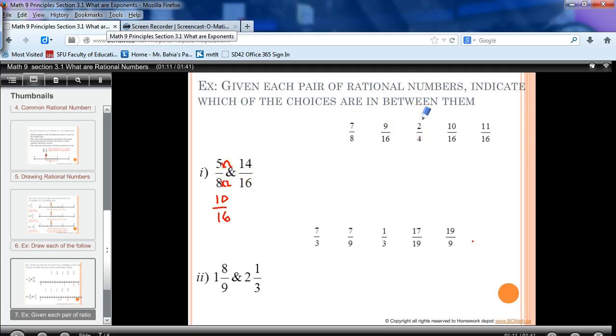We have to change them into 16ths, make them the same common denominator. How to make 8 into 16? You times by 2. You times by 2. And so that gives you 14 over 16. So that is the same as that number. What about 2/4? How do you make that 16? Well, you times that by 4, times that by 4, and you get 8 over 16. And that is less than that number. Okay, so anyway, I'll show you how the computer will show you how that all looks nicely.